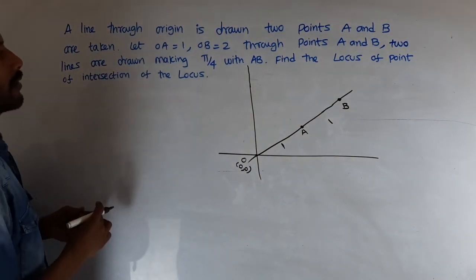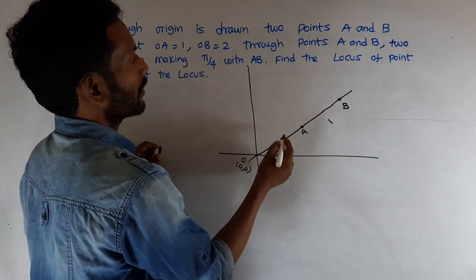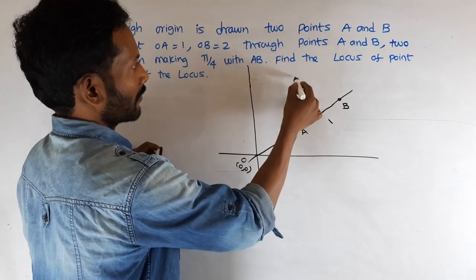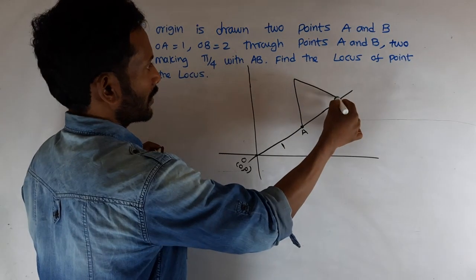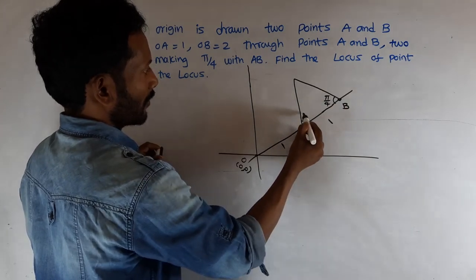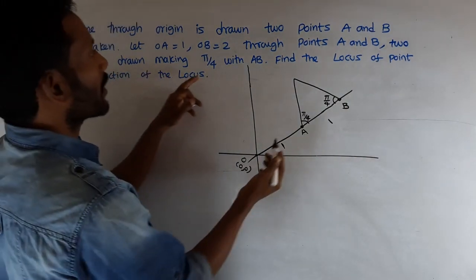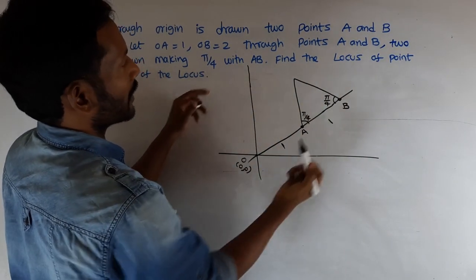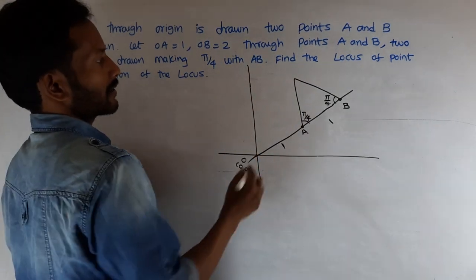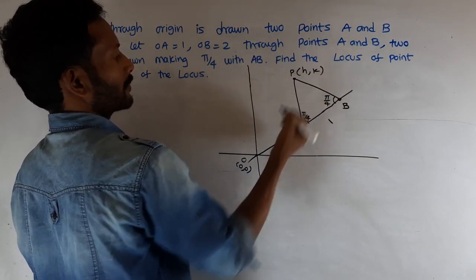Two lines are drawn making pi by 4 with AB. This angle is pi by 4. Two lines are drawn making pi by 4 angle with AB. Find the locus of the point of intersection of these lines. So this point P, locus, is H comma K.